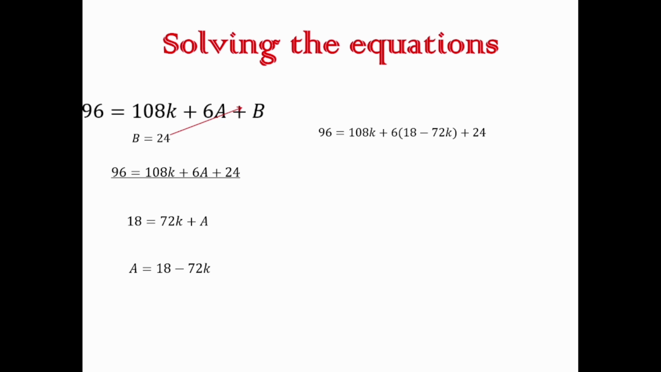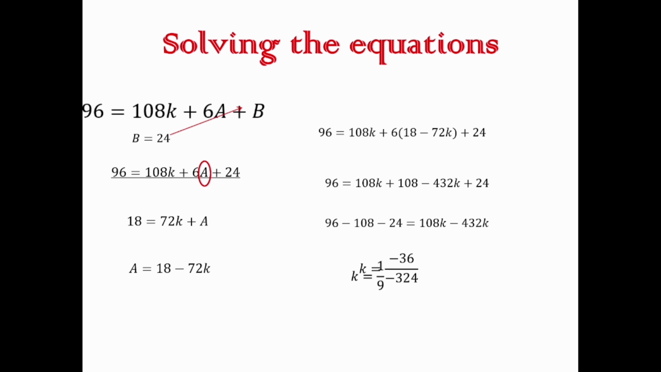And once we do that, we get a new equation for displacement, where we've put in the value of A in the place that it should be. And once we simplify this, we get another equation. From this equation, we can work out our k by collecting like terms to have that k is equal to 1 over 9. So let's not forget that we've gotten a value for B, we've gotten a value for k. What is left is the value for A.